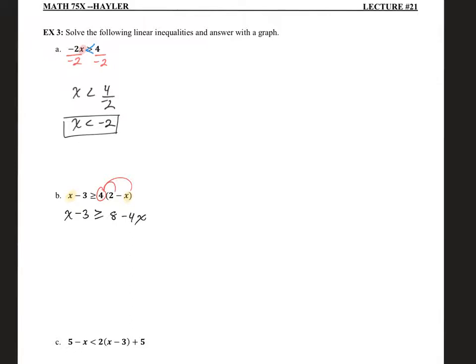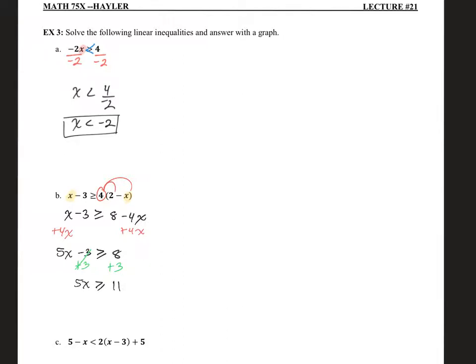All right, let's get x on the same side, so I'll go ahead and add 4x to both sides. Now remember, when I'm adding, I don't need to worry about flipping the sign. The sign stays the same only if you're multiplying or dividing by a negative number. All right, let's get the 3 to the other side, so let's add 3. So then we have 5x is greater than or equal to 11.